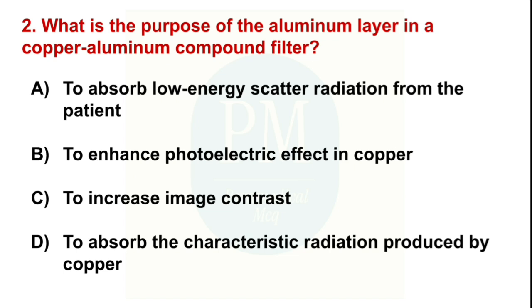What is the purpose of the aluminum layer in a copper aluminum compound filter? Option A. To absorb low energy scatter radiation from the patient. Option B. To enhance photoelectric effect in copper. Option C. To increase image contrast. Option D. To absorb the characteristic radiation produced by copper. The correct option is option D. To absorb the characteristic radiation produced by copper.